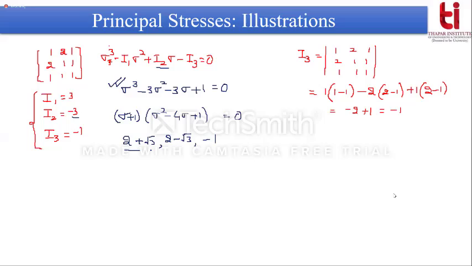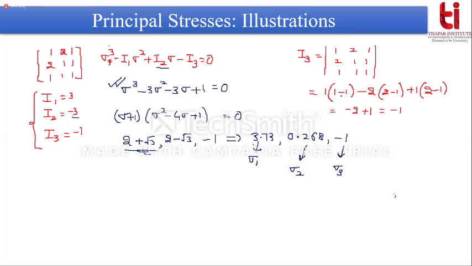If we solve them, we get it as equivalent to 3.73, 0.268, minus 1. We can clearly see that this corresponds to sigma 1, this corresponds to sigma 2, and we arrange them in descending order, and it corresponds to sigma 3. While making it in descending order, we need to take care of the sign as well. You can see that minus 1, it is not only the magnitude, but we are also taking care of the sign while putting in descending order.